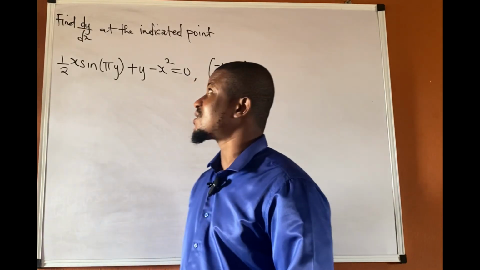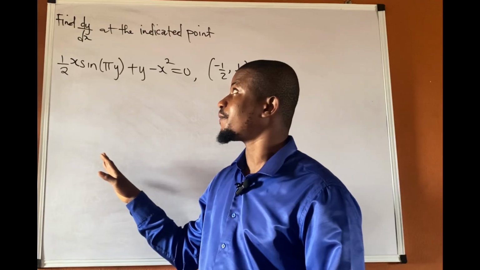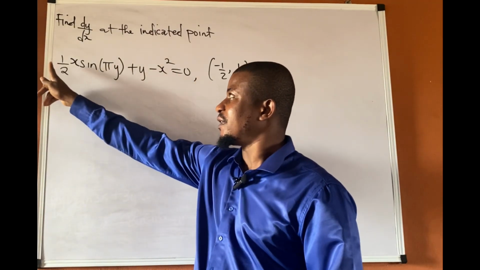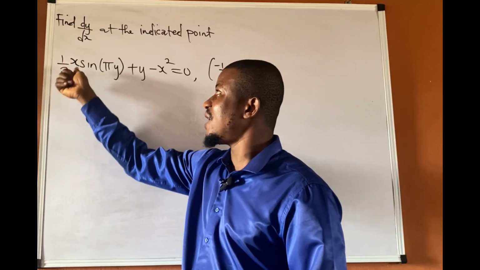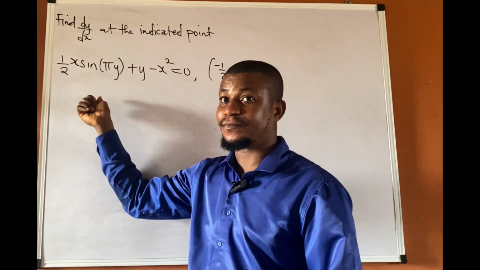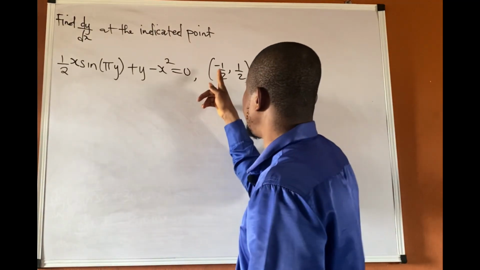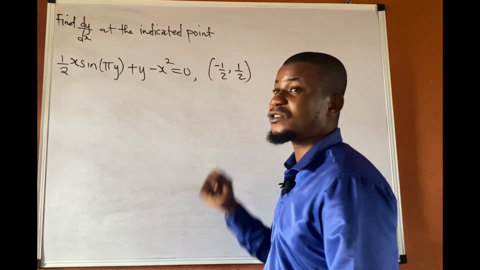In today's class, we'll be discussing this very interesting question. Find the y, the x at the indicated point. And the problem is 1 over 2x sine pi y plus y minus x squared equal to 0 at the point minus 1 over 2 comma 1 over 2.